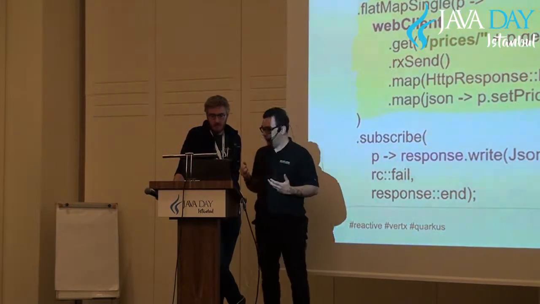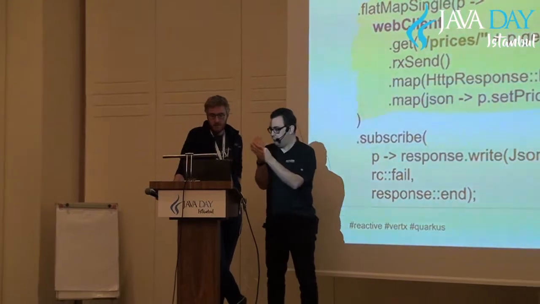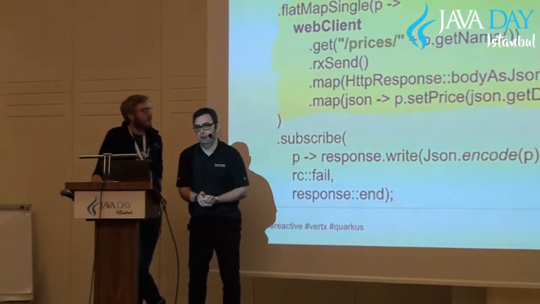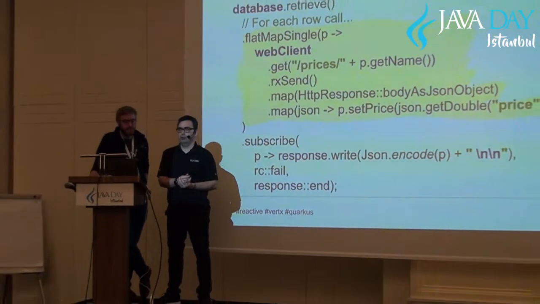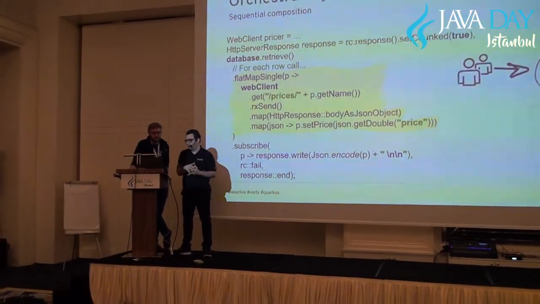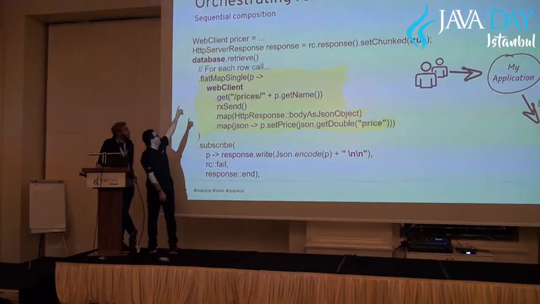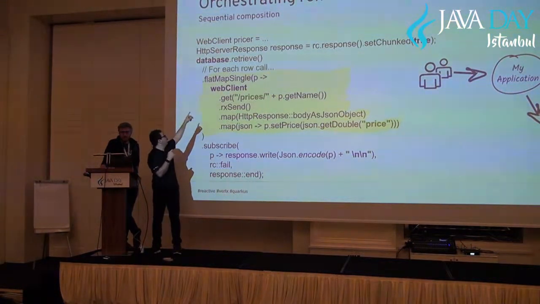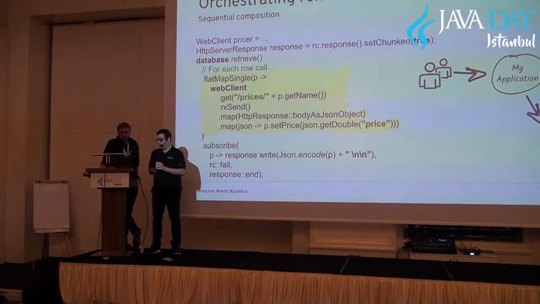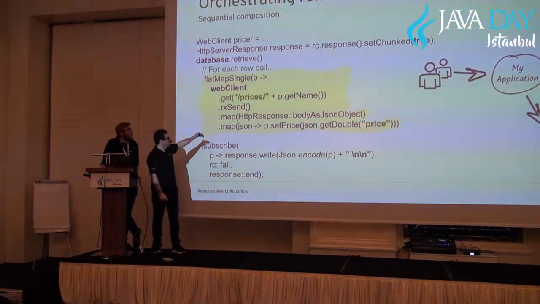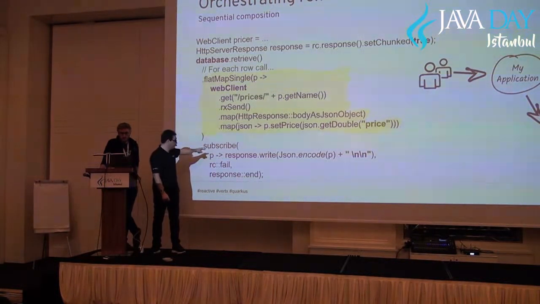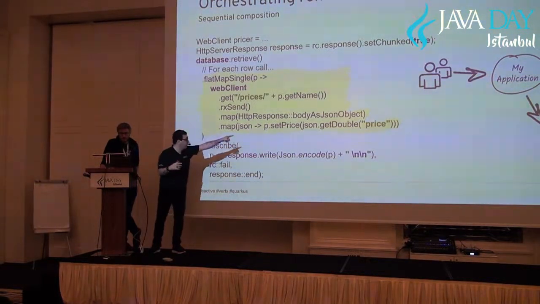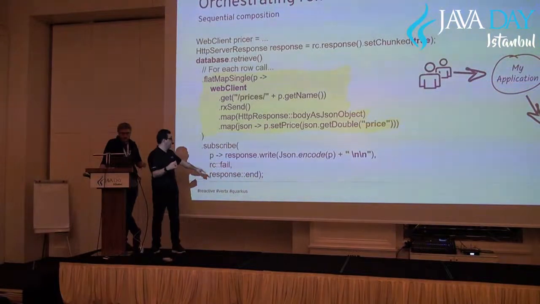So in our application, for every product we retrieve from the database, we need to call another service. Oh, so we need a way to do asynchronous operation composition. It's actually very easy here. We retrieve all my products from the database. Again, it's a stream of products. Then for each one, I'm going to call flatMapSingle using a web client, which is an HTTP client for Vert.x. And this is how you call an HTTP service in Vert.x. And for each result, because it's a flat map, it will go back in a stream, so a stream of products with the price set.